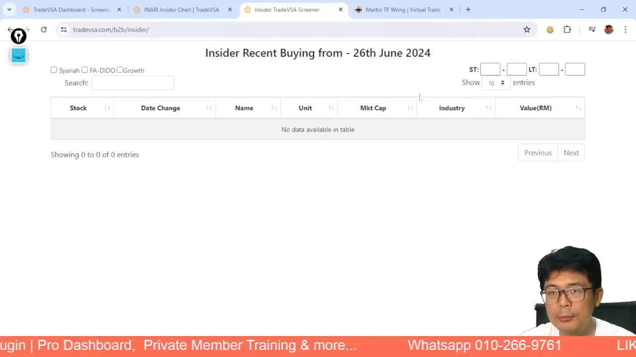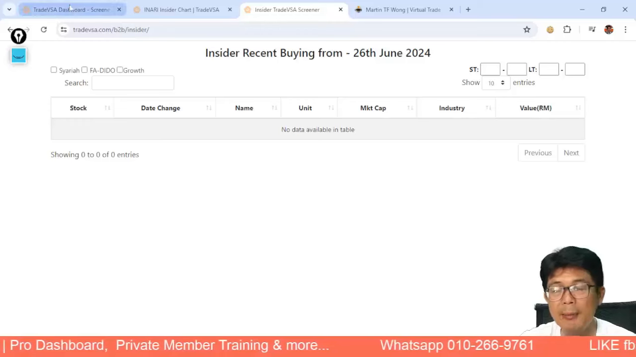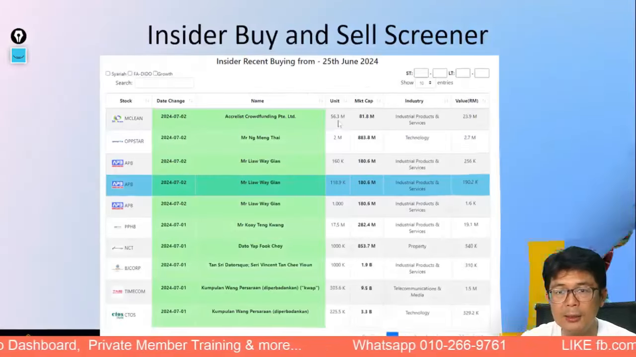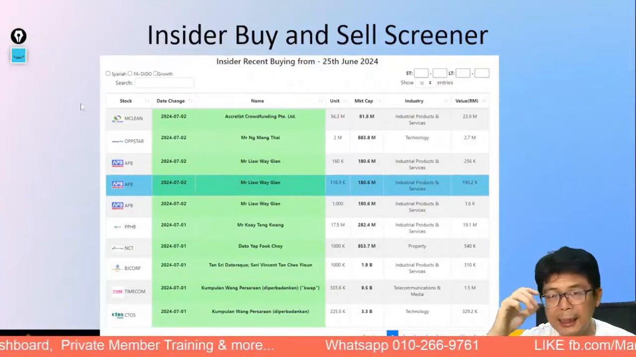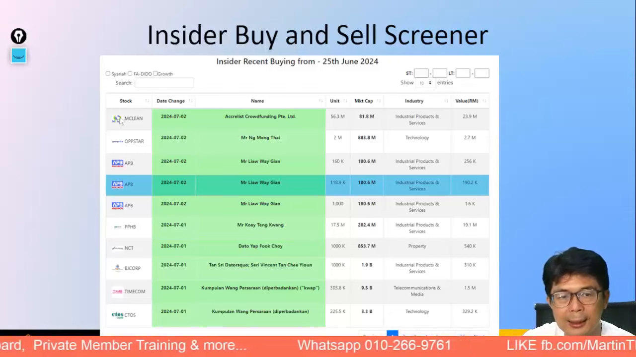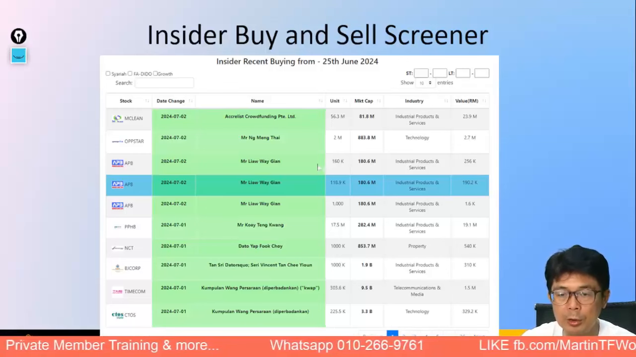Okay, so it looks like it's still being updated. Previously I could see a little bit in here. Maybe I'll just show you on the next run that we have. But yes, this was previously what I got. So you can see the insider buying and selling. What I'm really interested in is individual owners, not so much institutional.